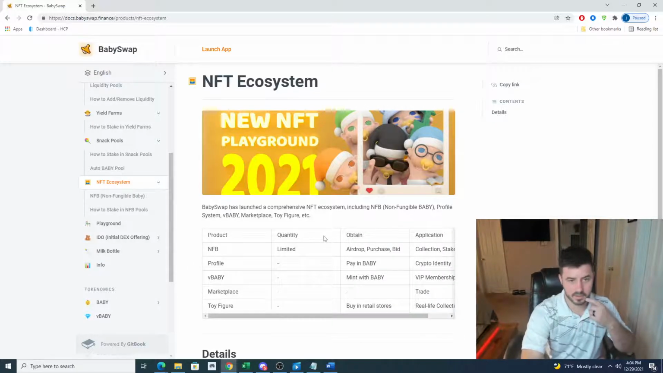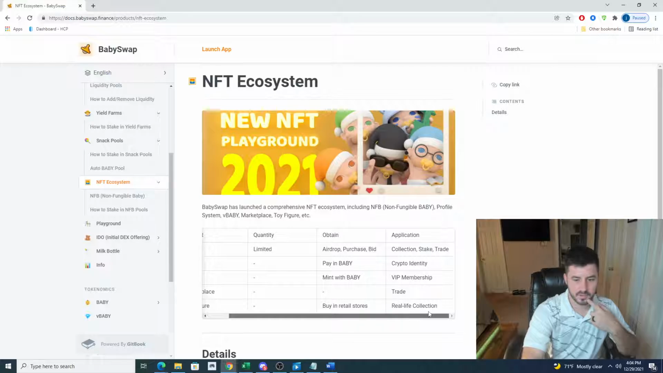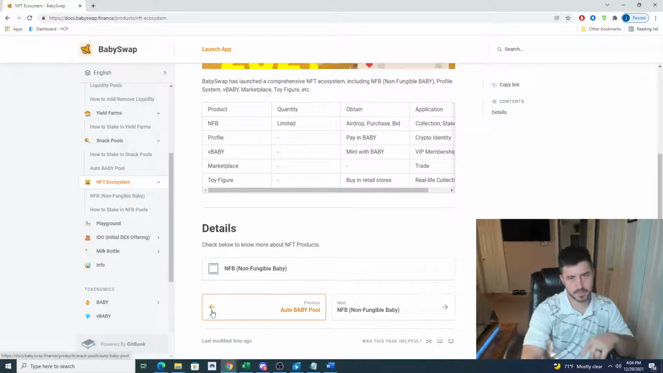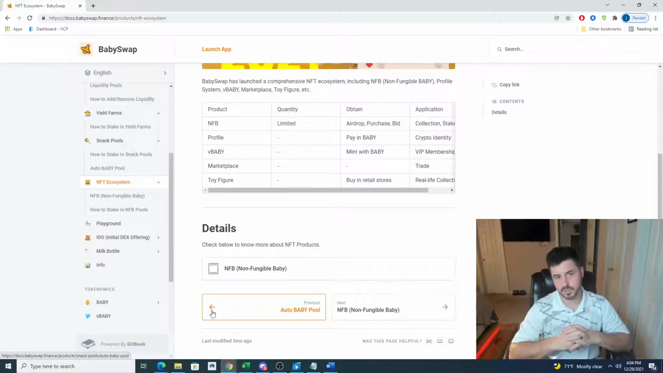Wow. So I didn't even know that they were going to try to do this. They're going to try to actually make a real life toy figurine. That's interesting. I will say that in the crypto space, it's a really unique situation because a lot of people don't like to be known.